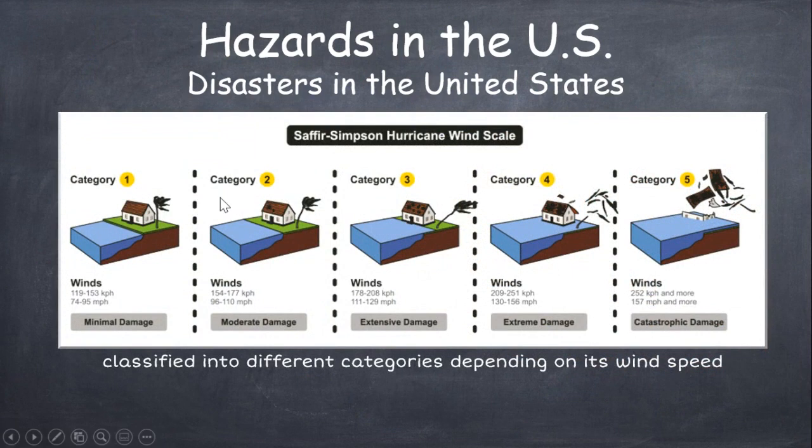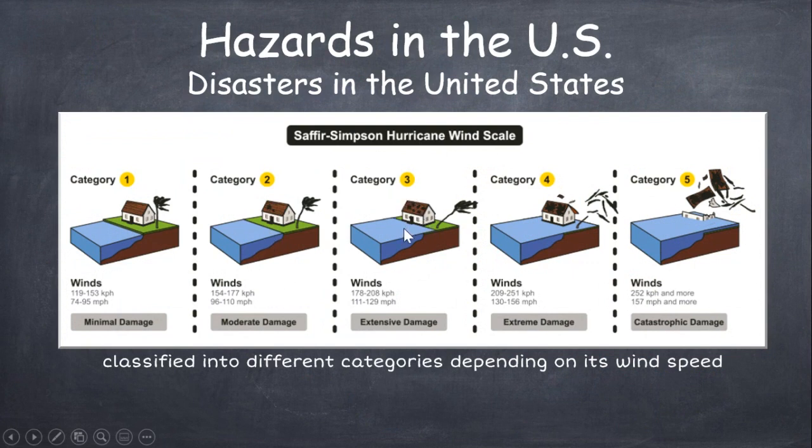A category 1, you can see here, maybe it's just blowing the palm tree around just a little bit. Category 2, well, the palm tree is getting blown over just a little bit. There's a little bit of damage to the house. And look at the water level between category 1 and category 2. Category 2 is bringing the water level up a little bit.